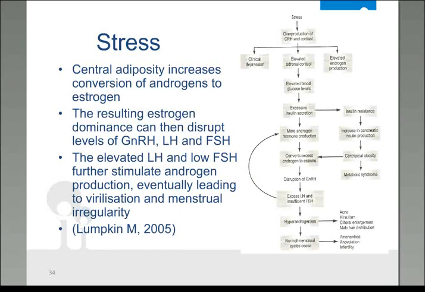So stress can exacerbate that central adiposity, increasing conversion of androgens to estrogen. The resulting estrogen dominance can then disrupt levels of gonadotrophin-releasing hormone, luteinizing hormone, and follicle-stimulating hormone. The elevated LH and low FSH further stimulates androgen production, eventually leading to virilization and menstrual irregularities.